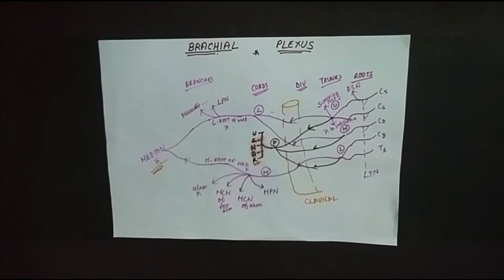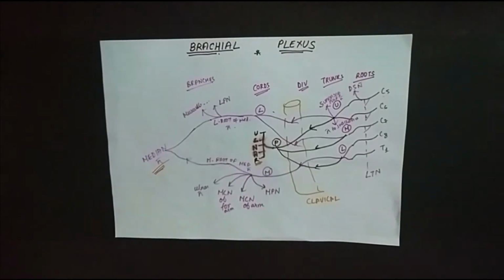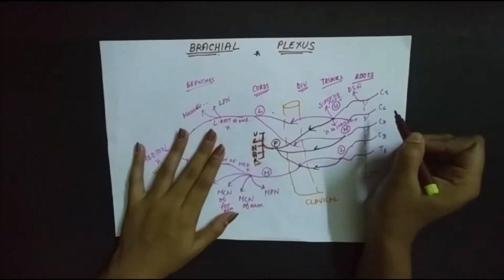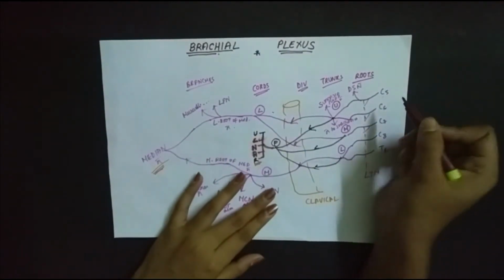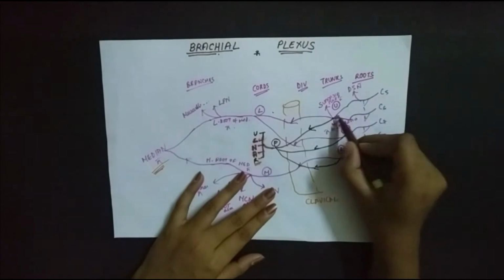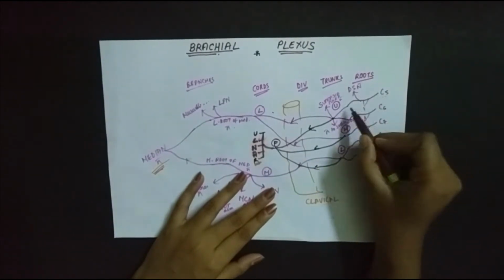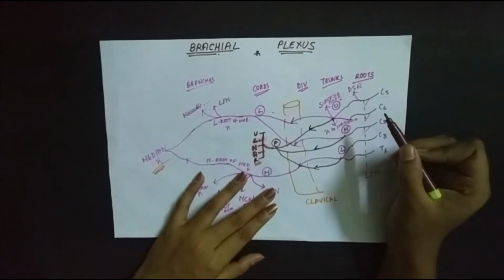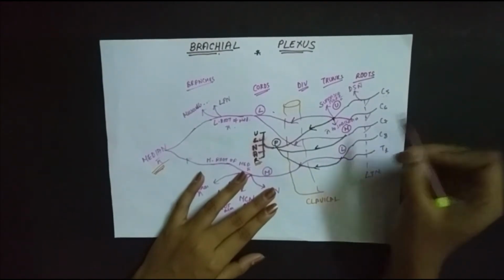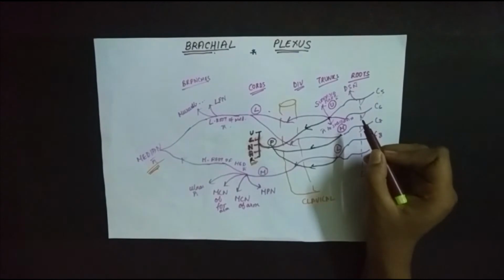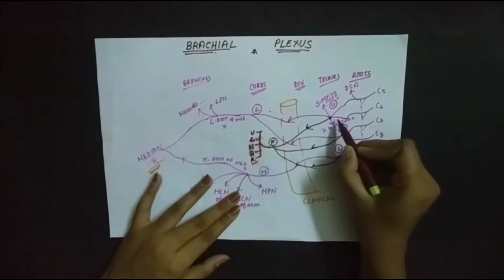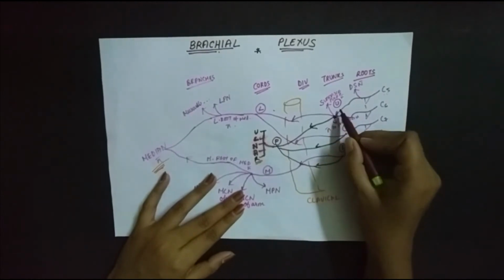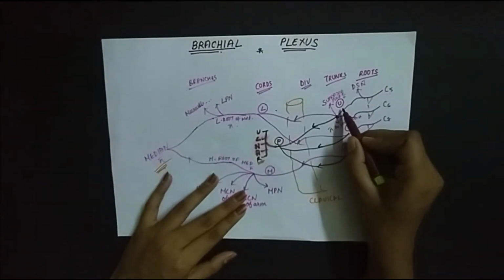Okay, and here there is an Erb's point. So if this is the brachial plexus, I have already drawn this one in my previous video. Check it out. So see, this is the upper trunk. I have told you that the C5 root and C6 root join and form the upper trunk. So what is the Erb's point? Erb's point is where the 6 nerves come and meet. That means C5, C6 come and meet here, and from here the trunks are formed. Upper trunk is formed.